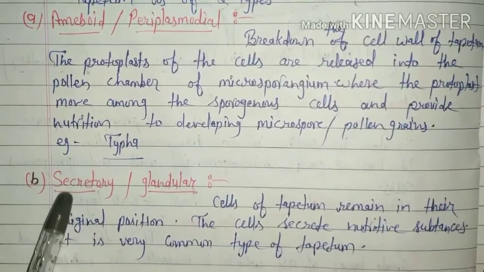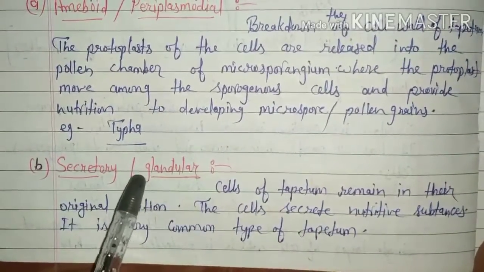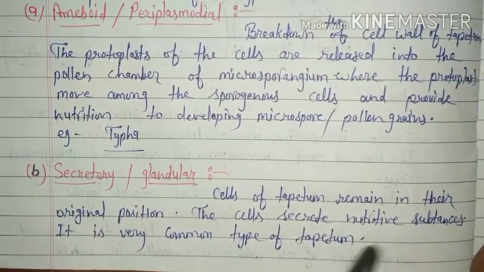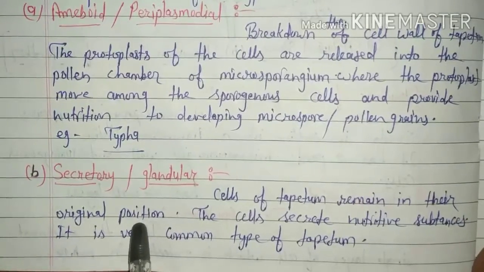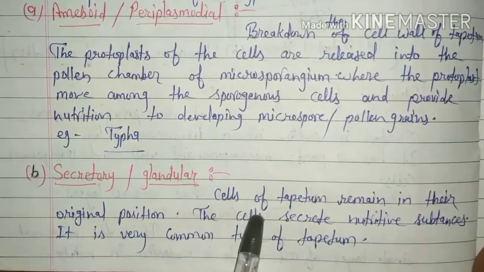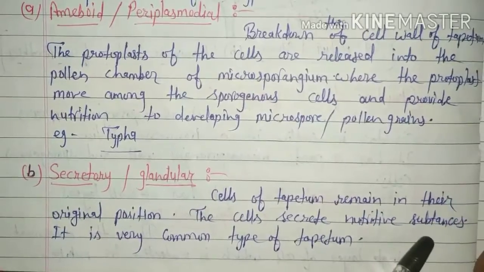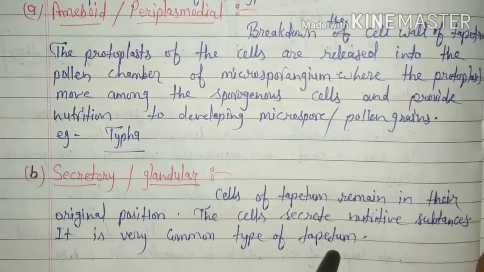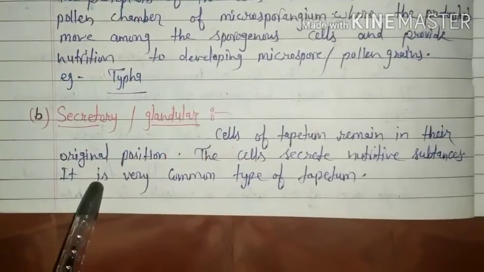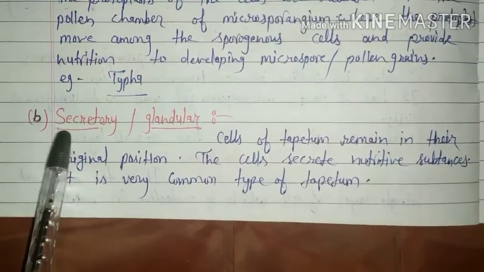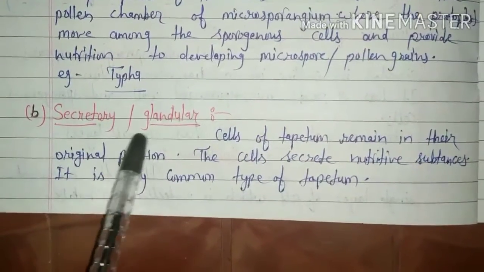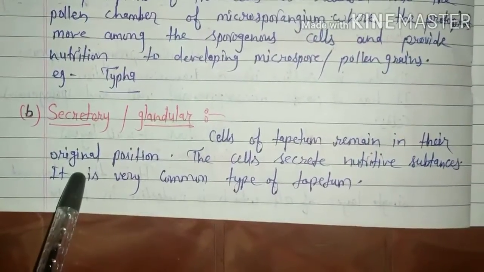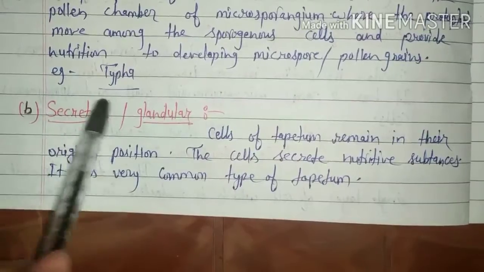Now, second, secretory or glandular type. Cells of the tapetum remain in their original position and the cells secrete nutritive substances. It is a very common type of tapetum. This type of tapetum is found in all dicotyledon plants. So, in dicot angiosperms, tapetum is of the secretory type.